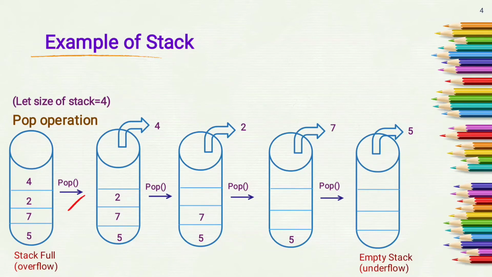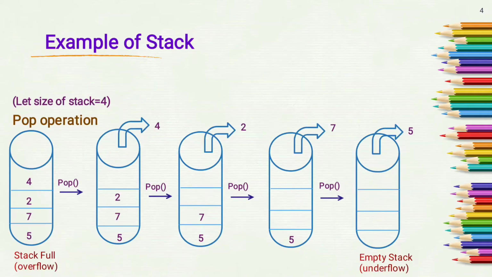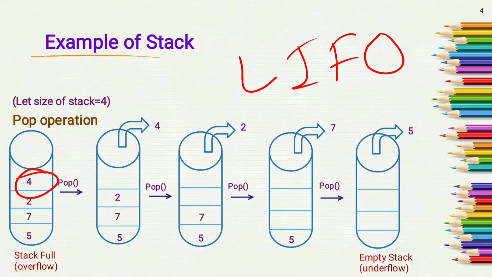When we perform the pop operation, first we get 4, because the stack uses the last in first out mechanism. Here the last inserted element is 4, so the element deleted first will be 4, last in first out. The element which is inserted last will be out or deleted first.